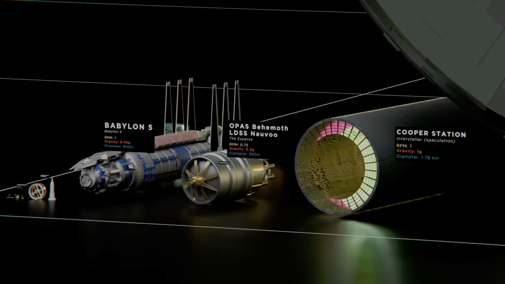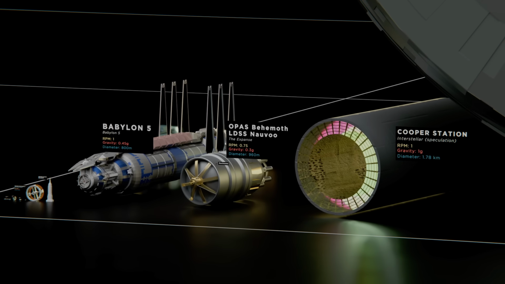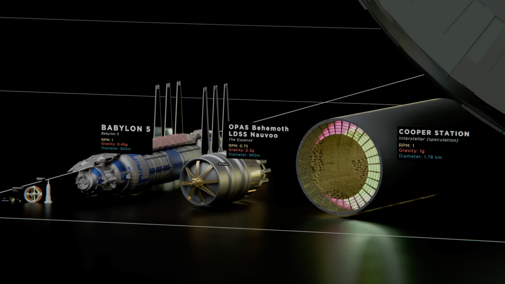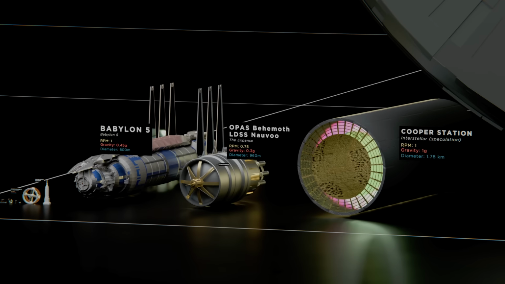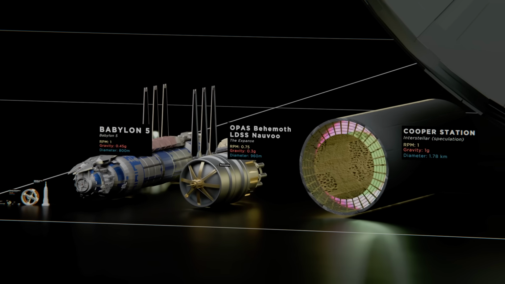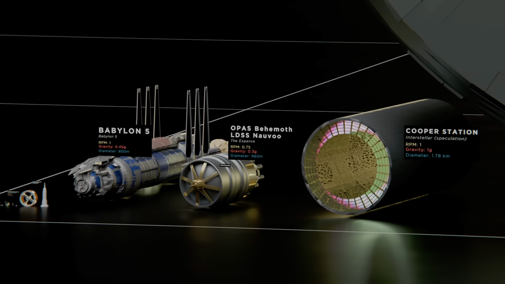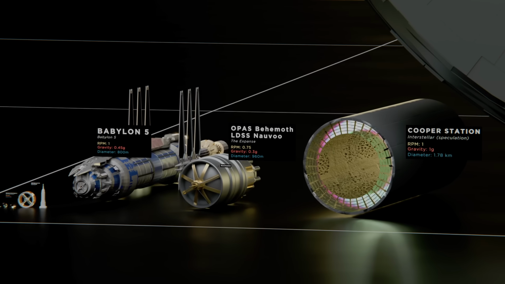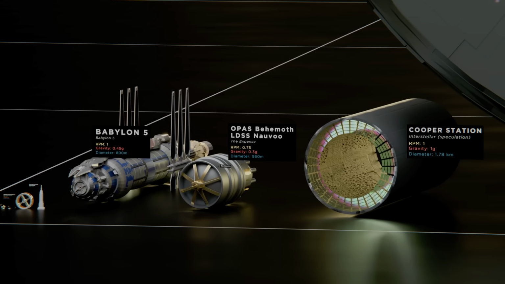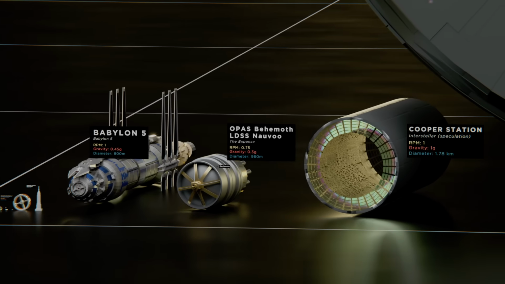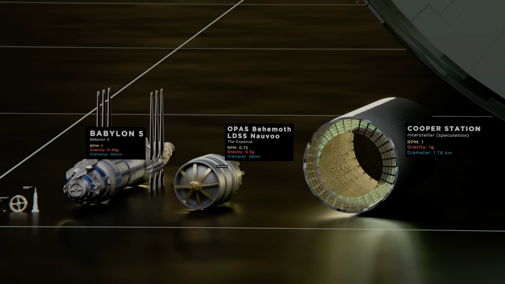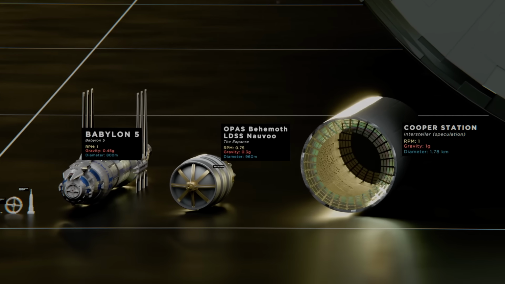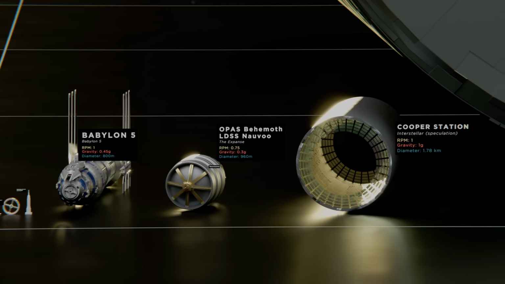Cooper Station from Interstellar is never shown from the outside, and its size and specs can only be speculated on from images in the film, and so it has been hypothesized to be 1.6 kilometers in diameter. But if we make it just slightly larger, we have the settings for an ideal cylinder. 1.8 kilometers in diameter with 1 RPM and 1 G of gravity.